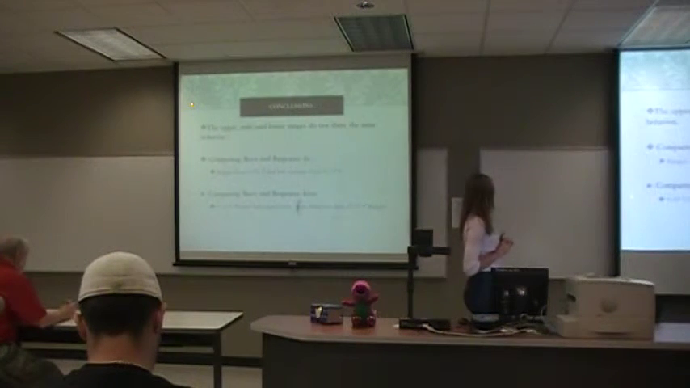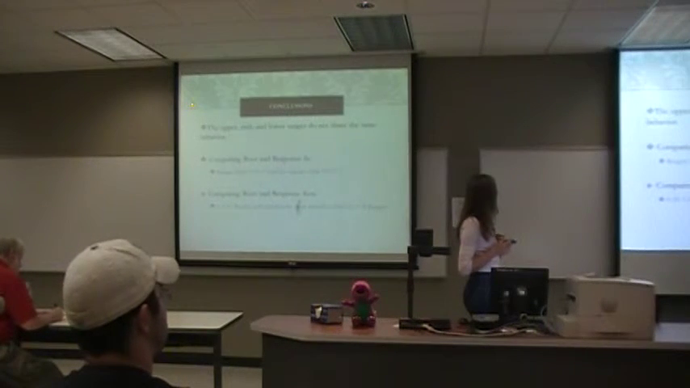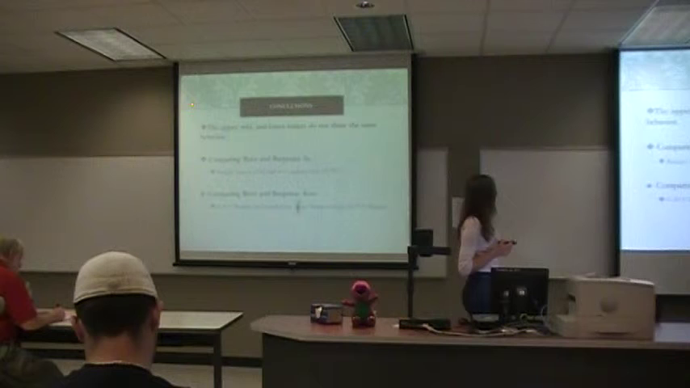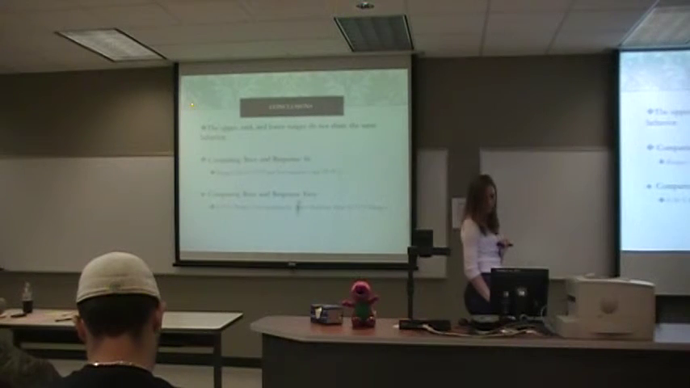Some of our conclusions. The upper, mid, and lower ranges do not share the same behavior. Comparing root and response Fus, ranges from 0 to 45 volts had less variance than from 45 to 75 volts. And comparing root and response Kcus, 0 to 30 volt ranges had significantly more deviation than 30 to 75 volt ranges.